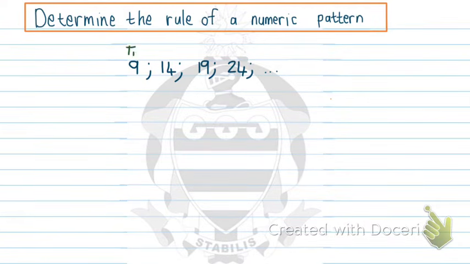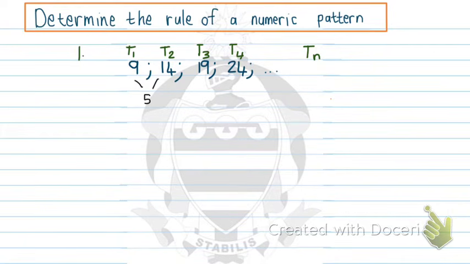Then 9 is term 1, and I mark it T1 for term 1. 14 is term 2, 19 is term 3, 24 is term 4, and any numbered term after that we call Tn. N stands for any number. That is what I want to determine. If I have to get a rule to determine any term in the pattern, then I use Tn. I can have any number in the place of n.